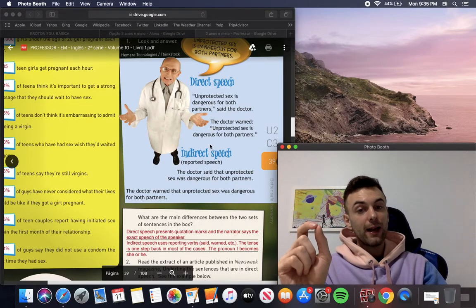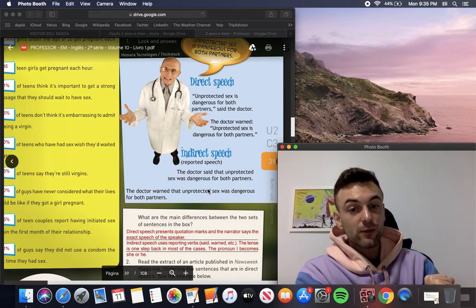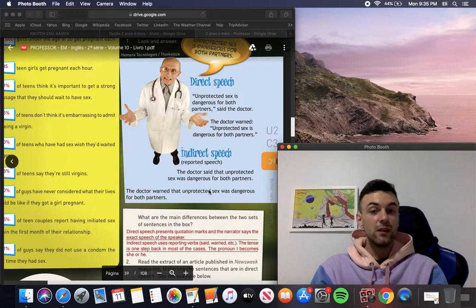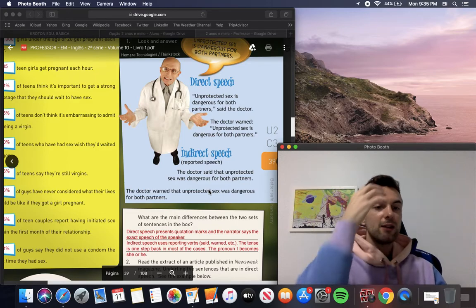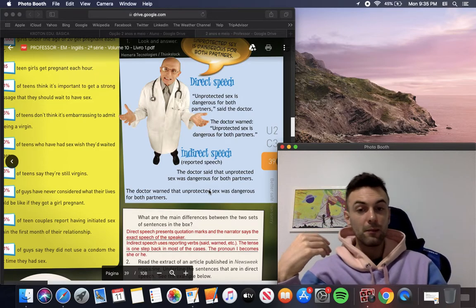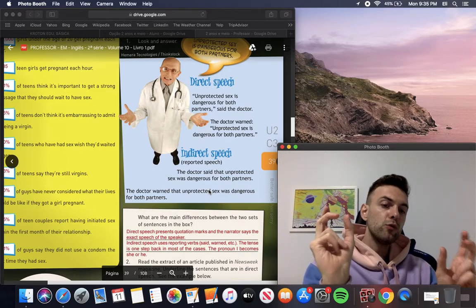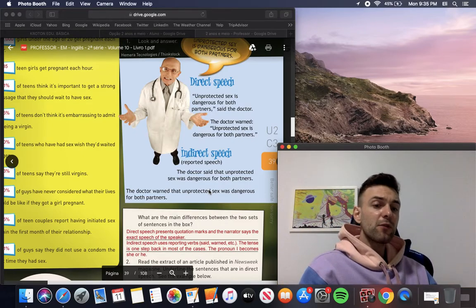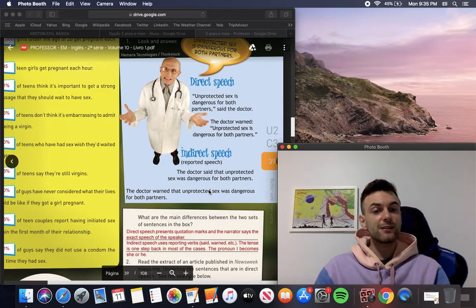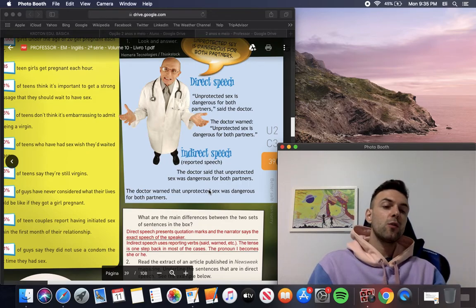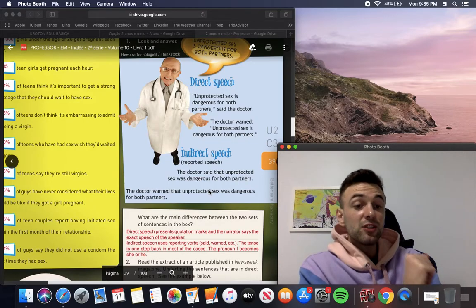Enquanto no indirect speech, isso muda, ó. The doctor said that unprotected sex was dangerous for both partners. O doutor disse que sexo desprotegido era perigoso para ambas as partes. Então, primeiro eu começo dizendo, me referindo a quem falou a frase, então eu mudo algumas coisas pontuais para exemplificar que eu estou falando sobre algo que ocorreu, e então eu faço a transformação de coisas que estão no presente para o passado e coisas que estão no passado para o particípio.